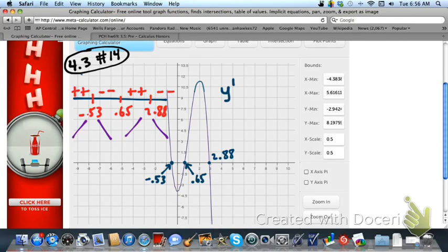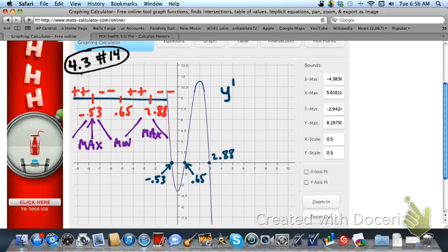Okay, and then what we can see is we have a max at this critical point, we have a min, and then we have a max. Because f prime changes from positive to negative, therefore we have a max, negative to positive, therefore we have a min, and positive to negative, therefore we have another max.